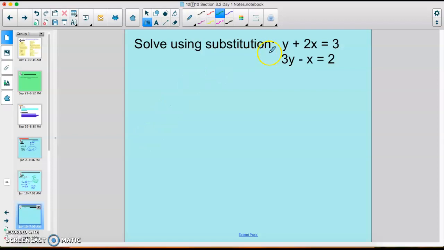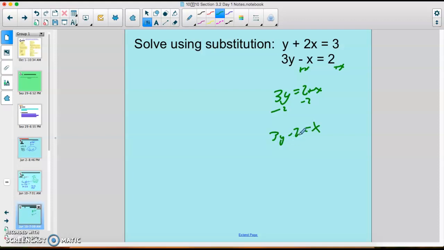Okay, using substitution again. Now this time I'm going to just switch it up a little bit. All right, I'm going to solve for x this time around. You could solve for y. Actually, it'd probably be easier to solve for y in this problem because y is positive. But I want to mix it up, so we're going to solve for x. So we might as well add x over to the other side. You'll see where I'm headed here in just a second. Then we're going to subtract 2. And so we get x equals 3y minus 2.